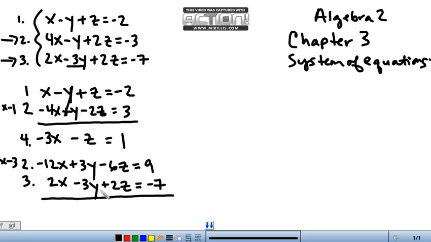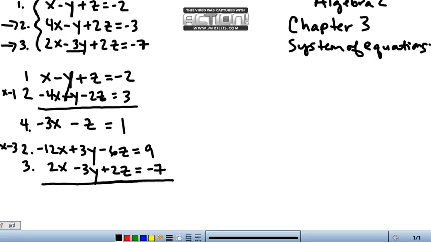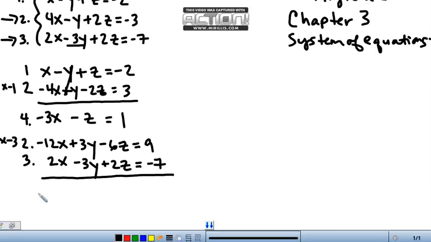Using the elimination method, we'll add the 2 together. That will be negative 10x, my y's cancel, negative 4z equals 2. Double check everything. As I go along, I'm double checking. I don't want to have to start all over again. Negative 12 plus 2 is negative 10, negative 4, 9 minus 7 is 2. This is equation 5.